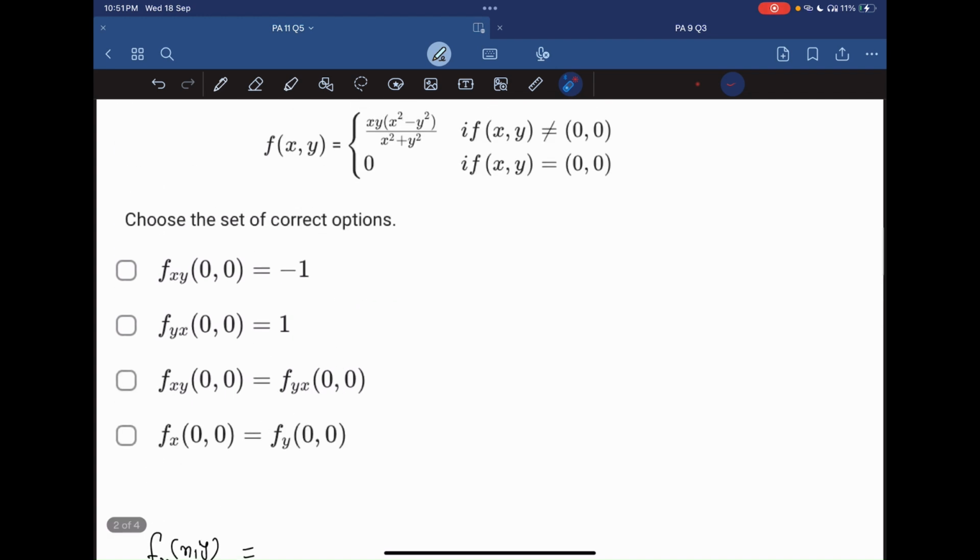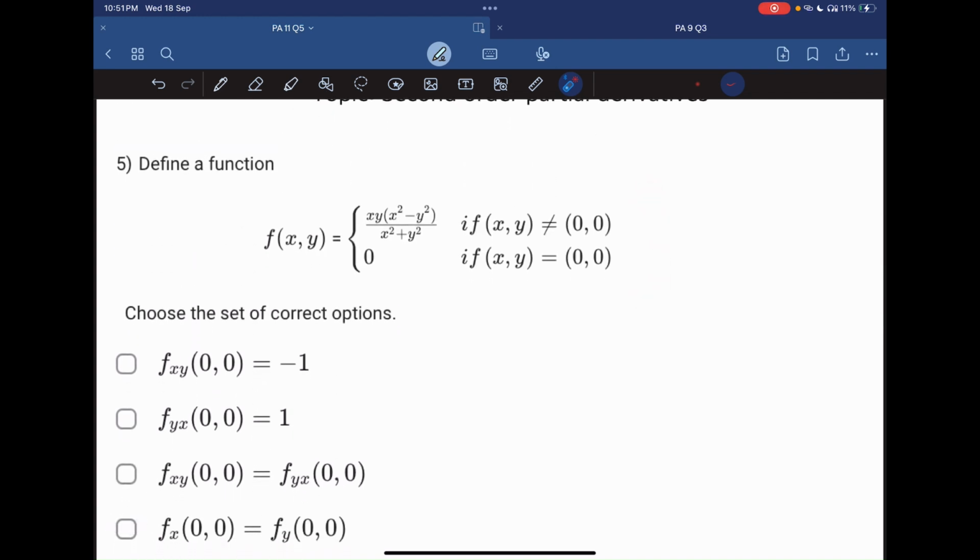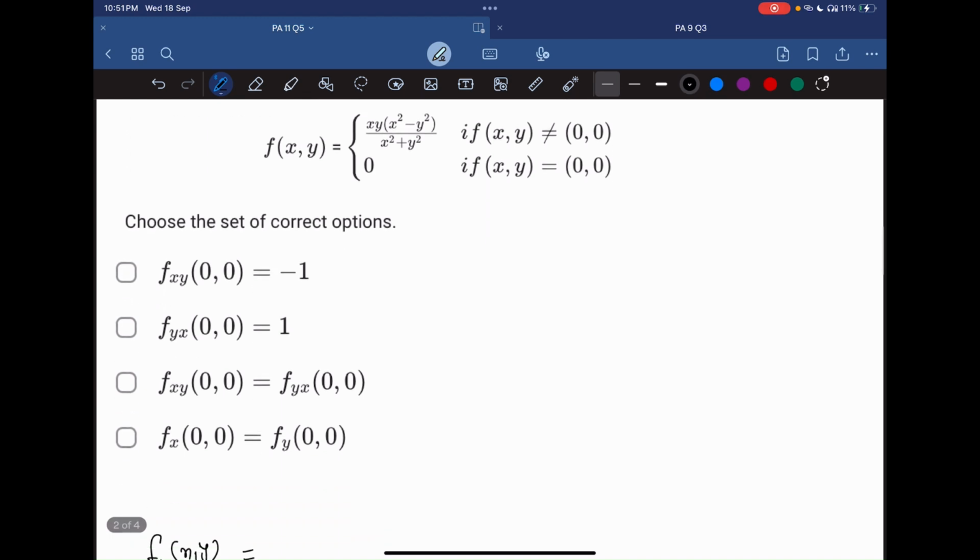Now for a piecewise function like this, its partial derivative would also be defined piecewise. That is, when xy is equal to 0 and when xy is not equal to 0. When xy is not equal to 0, we can directly use the quotient rule and find the partial derivative of this term with respect to x. So first, let's simplify our function as (x cube y minus x y cube) divided by (x square plus y square).